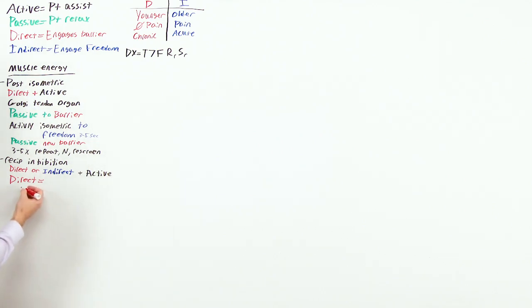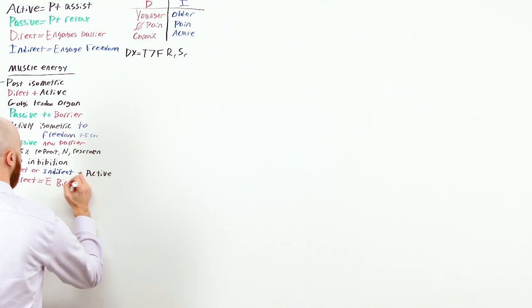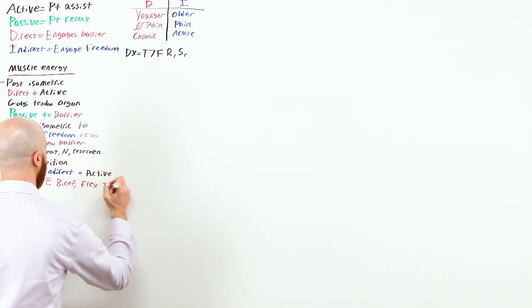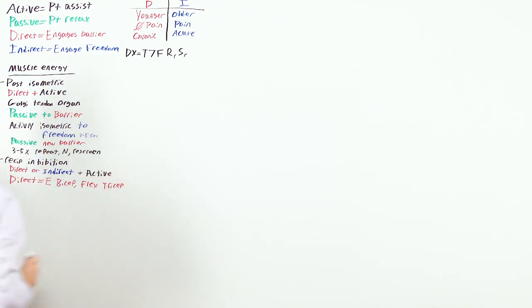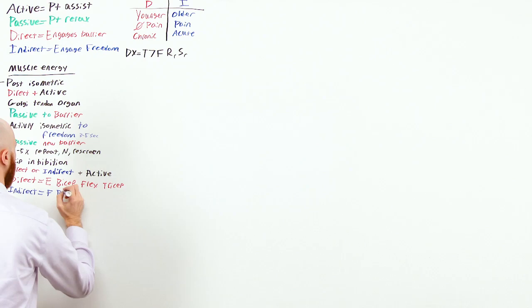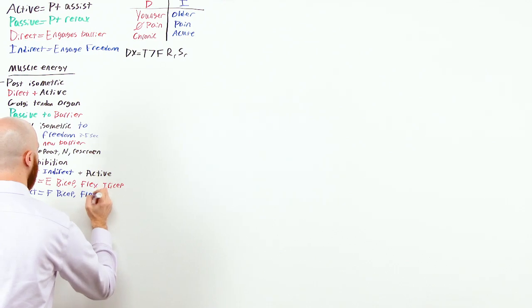So for our example of a hypertonic bicep, if we want to directly engage the end barrier, we're going to extend the bicep and flex the tricep. If I want this to be an indirect treatment, I'm going to place the patient into what they can do, which is a flexed bicep, and I'm still going to ask them to flex the tricep.